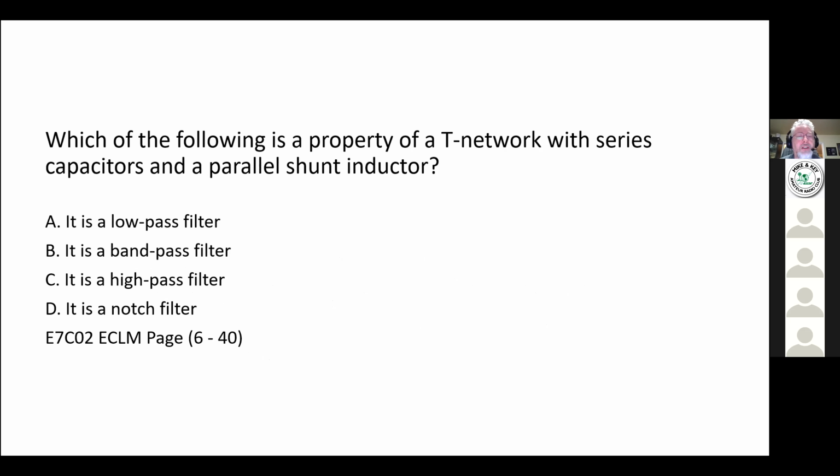Which of the following is a property of a T network with series capacitors and a parallel shunt inductor? A, it is a low-pass filter. B, it is a band-pass filter. C, it is a high-pass filter. Or D, it is a notch filter. Charlie. Correct answer is Charlie. It is a high-pass filter.